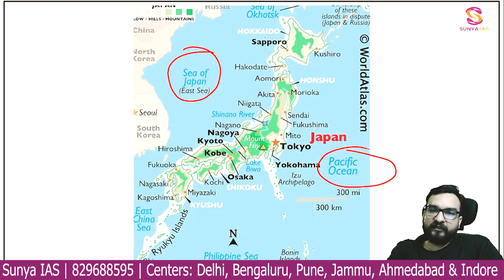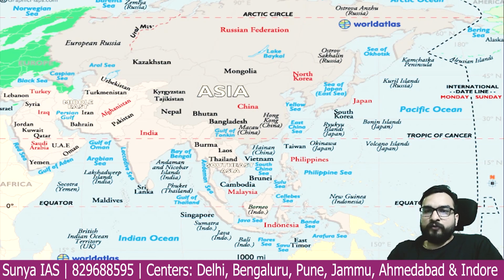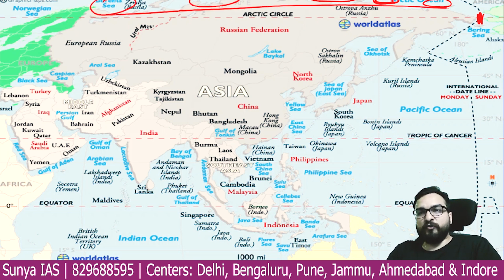Just see the sea right now. So, the bigger picture I am giving you. You are coming over here, Bering Strait. What was here? Chukchi Sea, East Siberian Sea, Laptev, Kara, Barents. This angle we have covered completely. Then we are moving ahead. We are getting this Bering Sea angle covered.